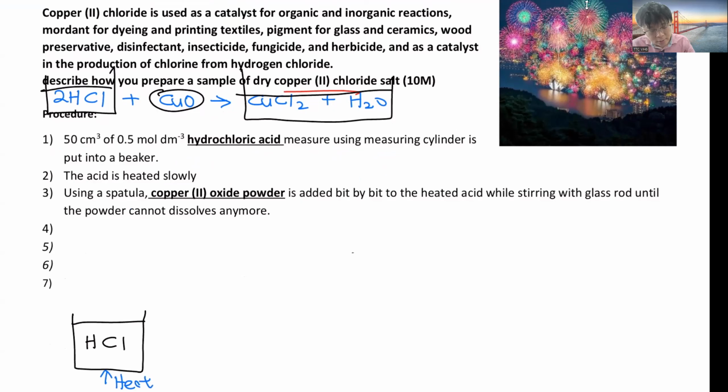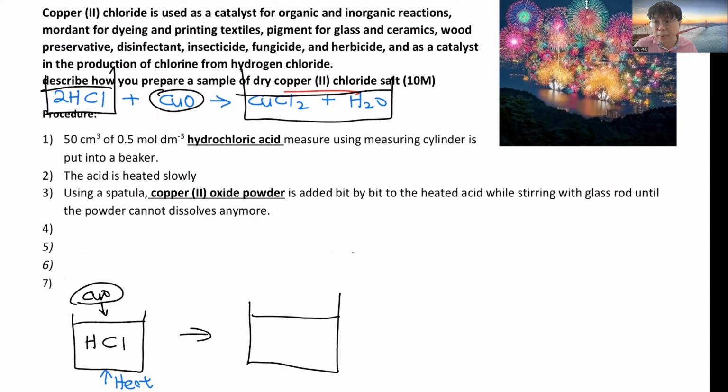Then you start to add the copper 2 oxide powder until excess. Until excess means you add until it no longer dissolves. When it is in excess, your acid is all completely reacted because there is no more acid. What is left over will be CuO, the extra solid. CuO and HCl will produce CuCl2, so you get the solution inside.